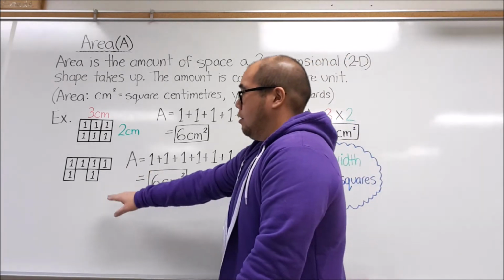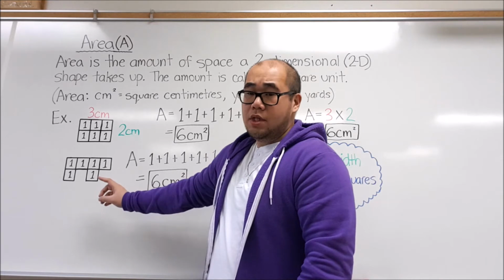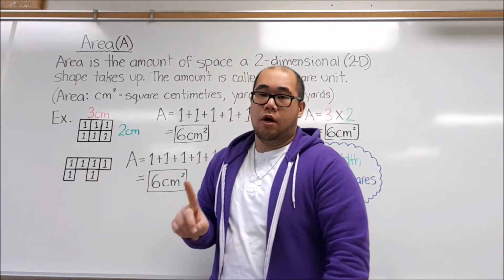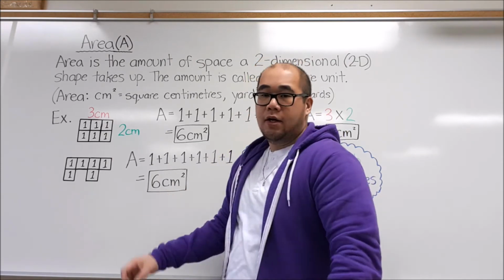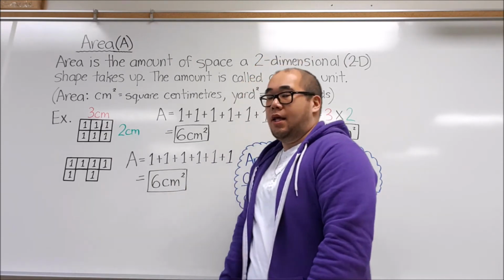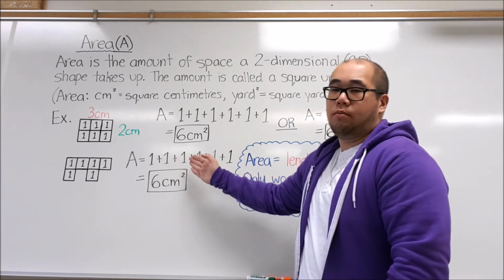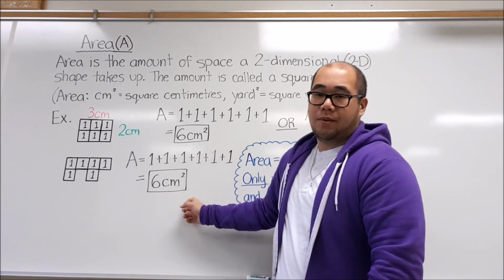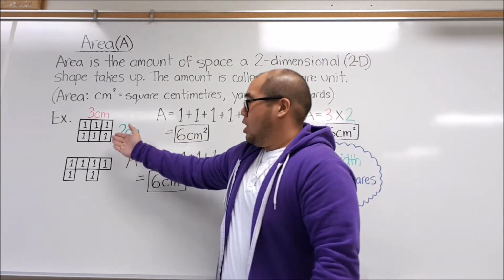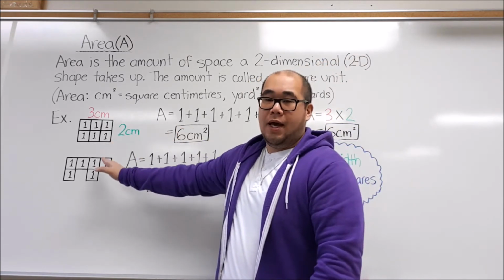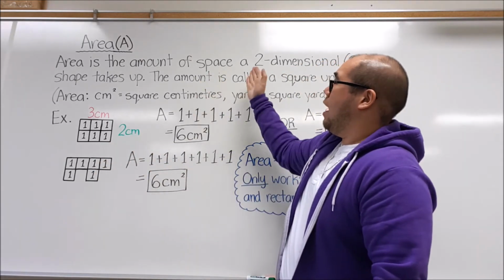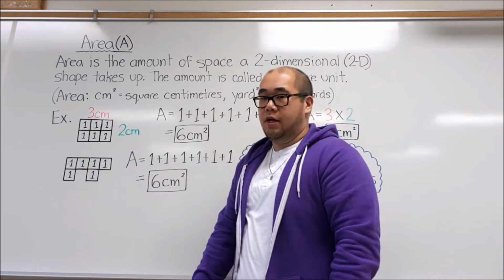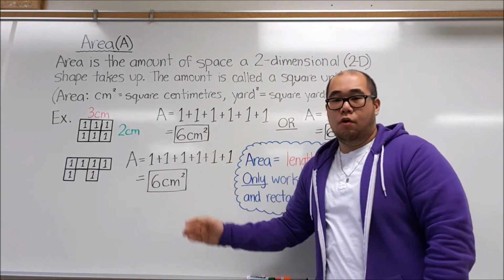But right here, we have, again, centimeters squared. Each square represents 1 square centimeter. So to find the area, again, we got to add them all up, and that will give us the area. 1 plus 1 plus 1 plus 1 plus 1 plus 1 gives us, again, 6 square centimeters. Now, this shape and this shape don't look the same, but they actually have the same amount of space, even though they're not the same kind of shape. All right? So make sure you know that as well.